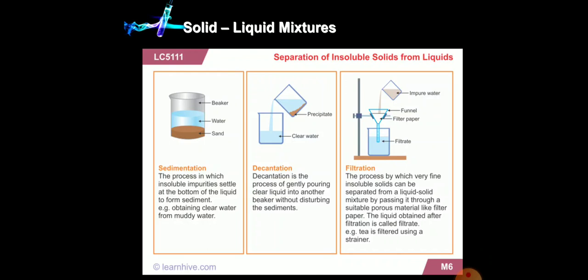For example, we have a mixture of sugar and water, that is a sugar solution. The sugar, which dissolves in the water, is the solute, which is always in a solid form, and the liquid, that is water, which dissolves the sugar, is the solvent. So solute and solvent are the two terms that we are going to talk about in these separation methods.